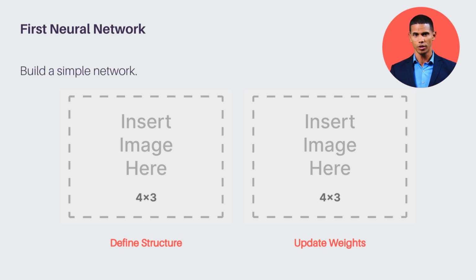Now let's get hands-on. We'll build a simple neural network using Python. You'll learn to define its structure, implement feed-forward, calculate loss, and update weights. Each step will be broken down for clarity and understanding. This practical approach will solidify your grasp of neural networks, preparing you for more complex models.